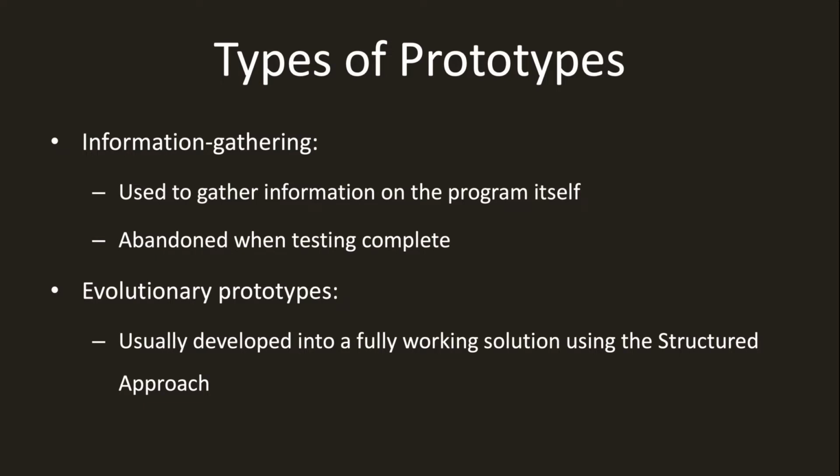There are two types of prototypes that we look at. There are information gathering prototypes. We use these to gather information on the program itself, and this is then abandoned when testing is complete. And then there are evolutionary prototypes. What we are referring to here is that we've tested out some ideas, and if it's sort of working, then we actually may implement that prototype into a more structured approach later on with a more formalized development and everything else.